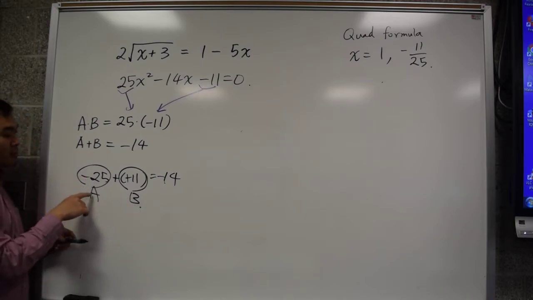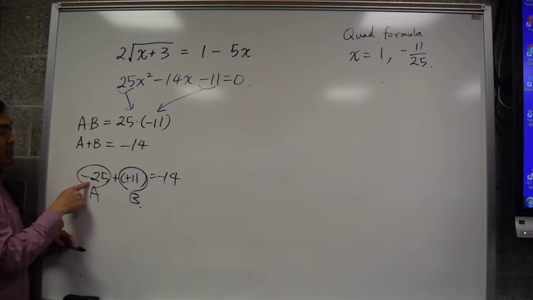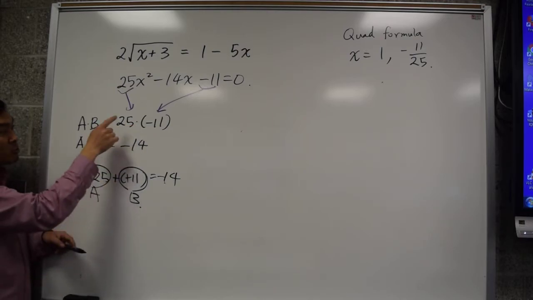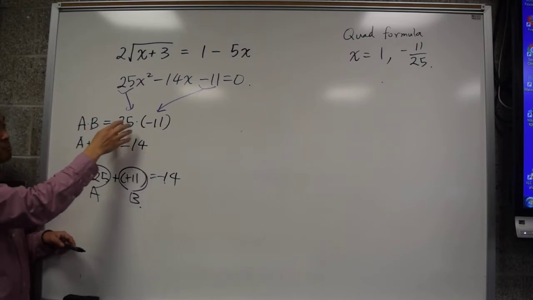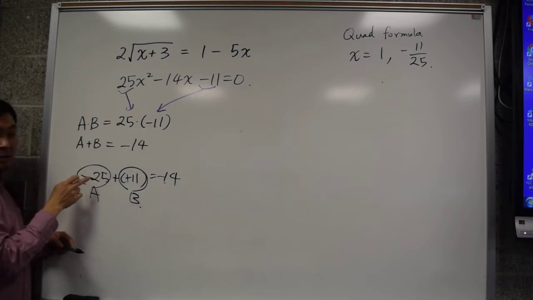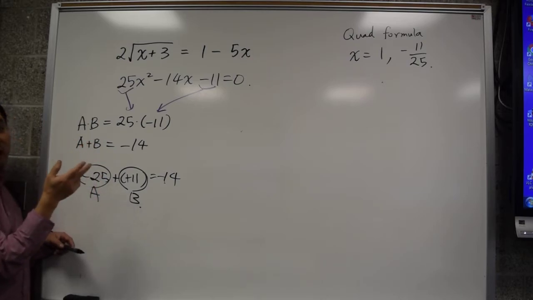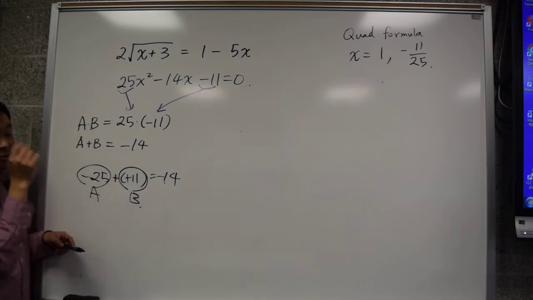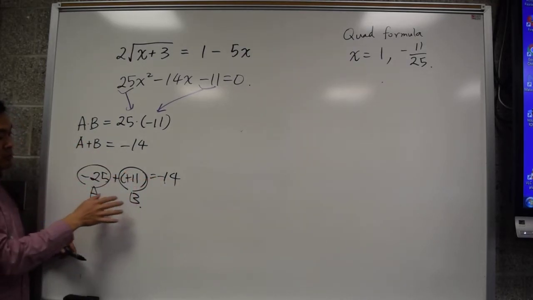then the product of these two numbers is the same as this, because negative 25 times positive 11 is the same as 25 times negative 11. Agreed? Positive times negative is negative, right? Same thing, negative times positive, negative. And you get the same value. They both give you negative 275. And then the sum is negative 14. So good, you found the two values like that.